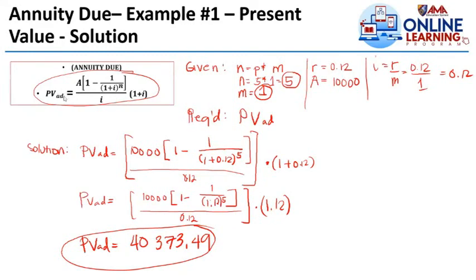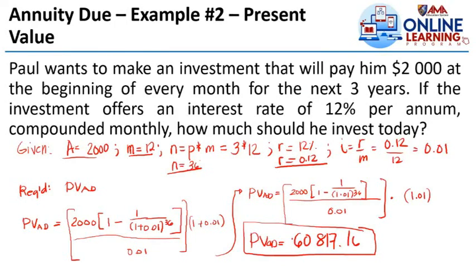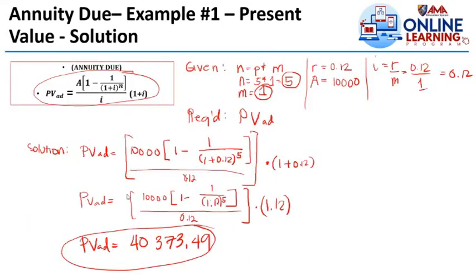Ito. So, PVAD is equals to A times the quantity of 1 minus 1 over 1 plus I raised to N over I times the quantity of 1 plus I. Okay? So, substitute lang natin yung mga values that we got from the given. So, yung A natin is 2,000. So, yung formula natin would turn out like this. So, 2,000 times the quantity of 1 minus 1 over 1 plus 0.01 raised to 36 all over 0.01. So, substitute lang natin yun sa formula ito.